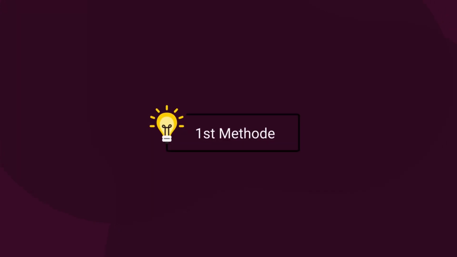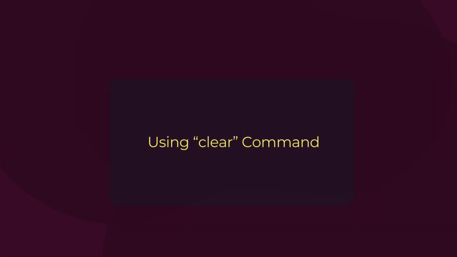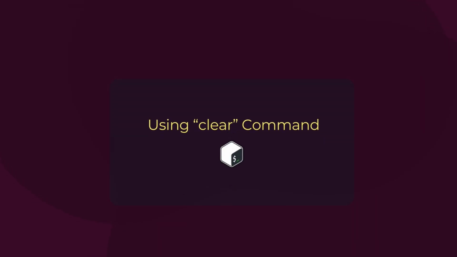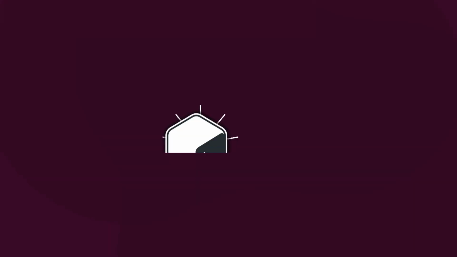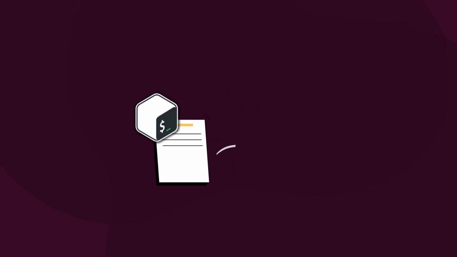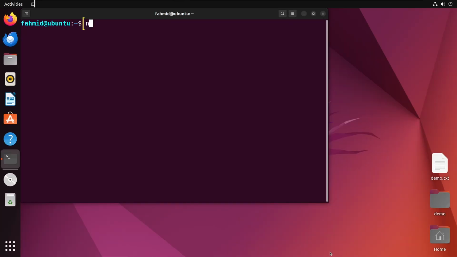In the first method, I will show you how to clear the screen using the clear command in bash. So let's see how it works. First, I'll create a script named clearscreen1.sh. For this, I'll use the nano command.